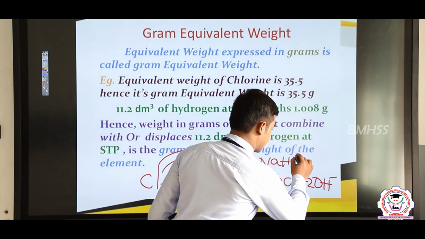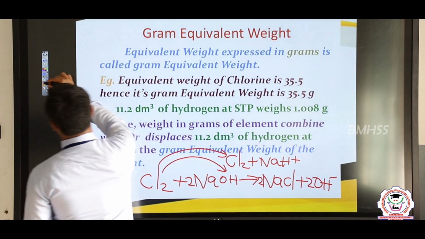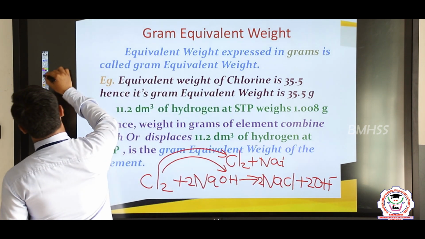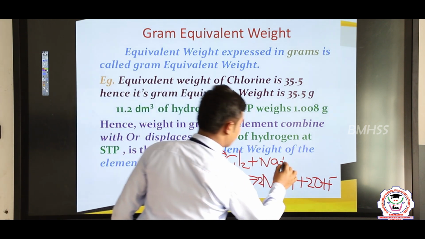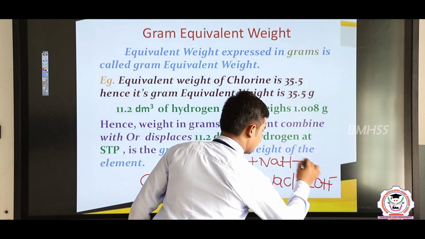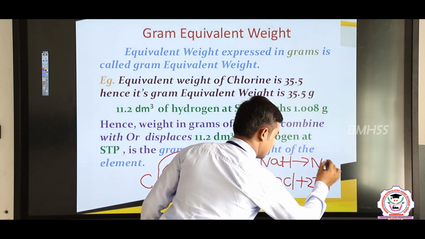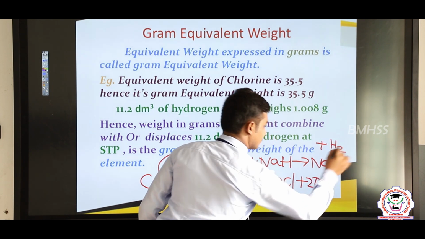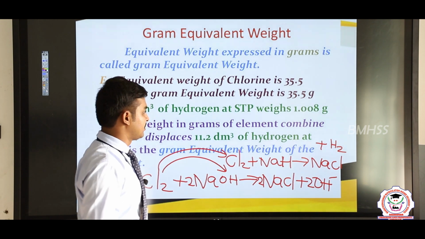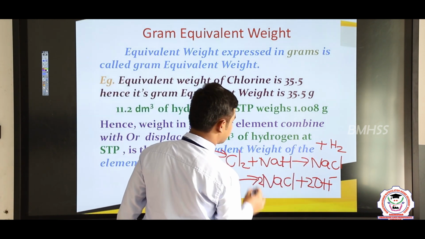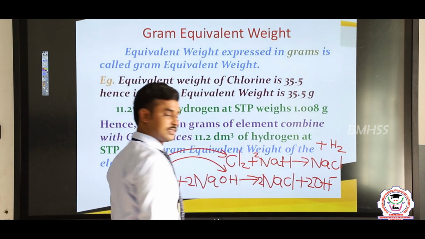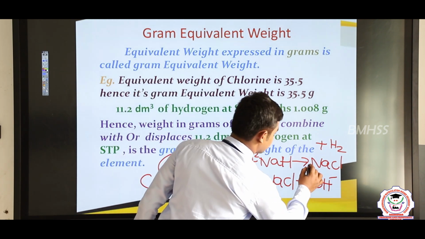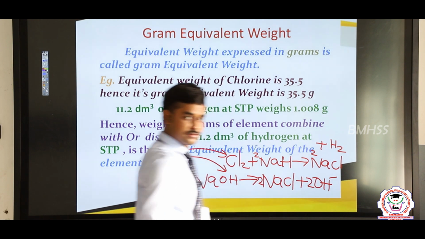When sodium hydride reacts with chlorine, it produces the product: Cl2 plus NaH gives NaCl, and the H2 gas is eliminated, in which 2 moles of H2 is eliminated. So, 2 moles of NaH react with 1 mole of chlorine gas and form 2 moles of NaCl.